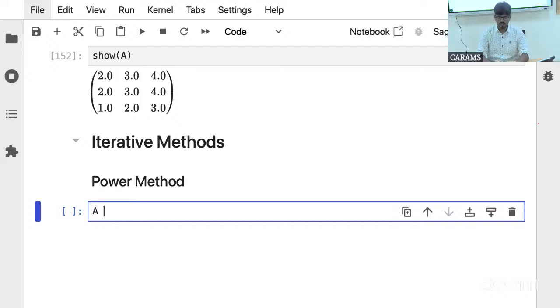We start with some x naught, and then we find out whether A x naught is actually equal to some lambda times x naught or not. Obviously, that's not going to be equal. Therefore, what will you do? You'll keep iterating until you have this kind of relationship.